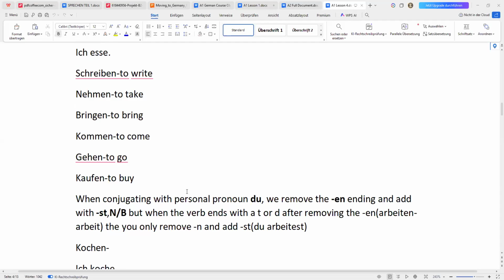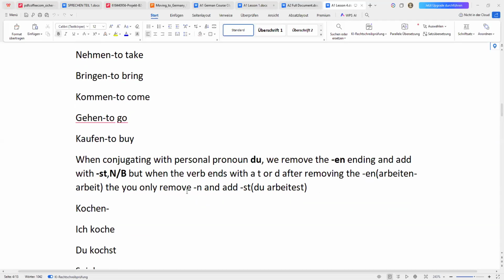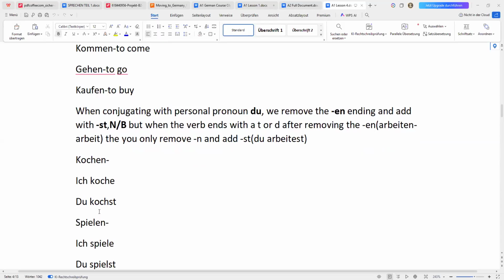So like in the verb kochen, it is ich koche with ich. Now with the du, it is removing the en here and you remain with koch and you add st. So du kochst. You are cooking or you cook. That is present tense. Spielen, I say ich spiele, that is with the ich, you just remove the n at the end. And then du spielst. With the du, you just remove the en and you add the st. That is the conjugation rule when you are dealing with the du.